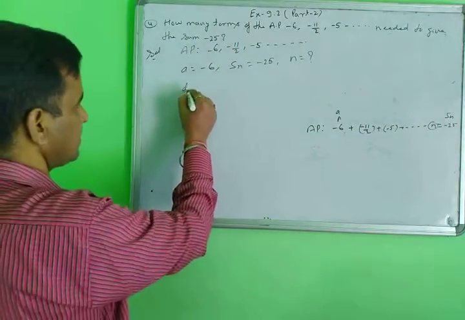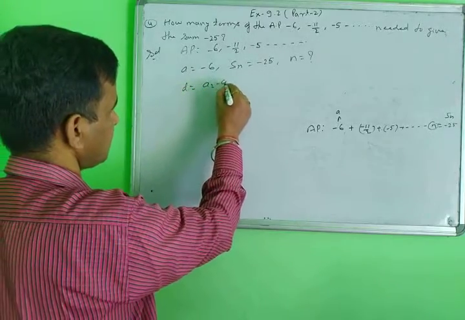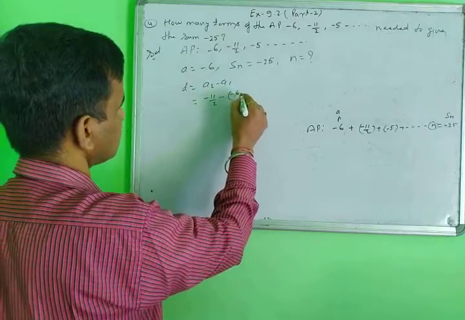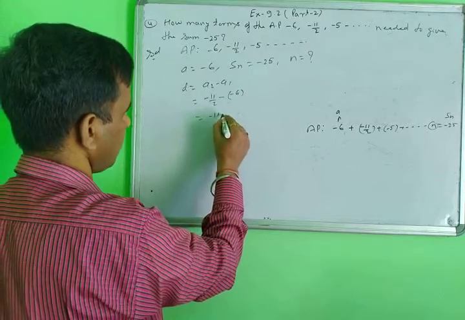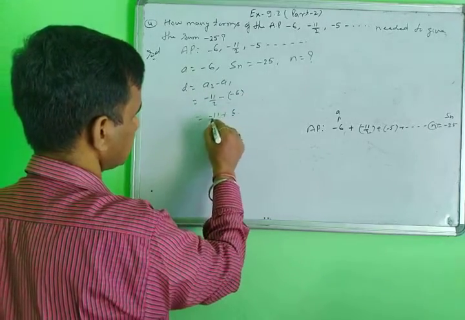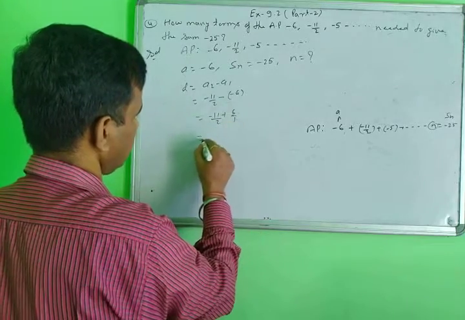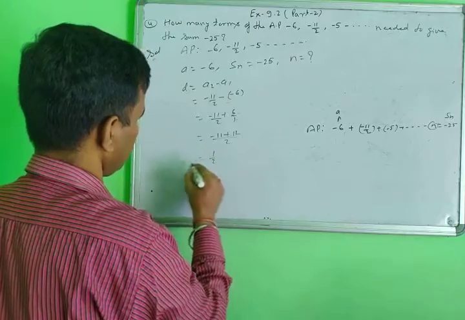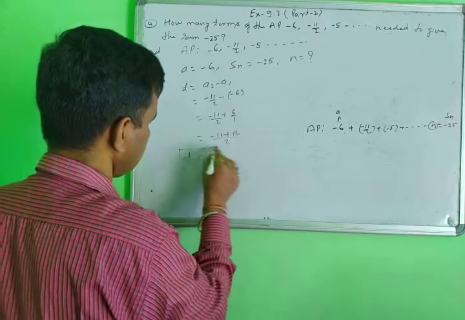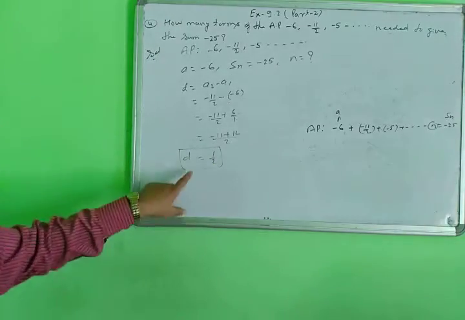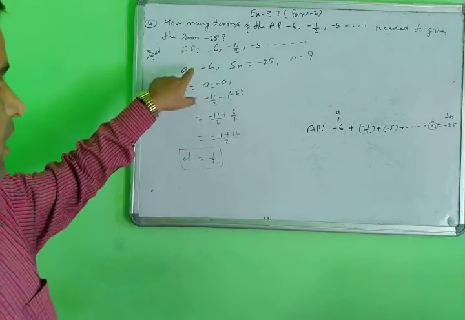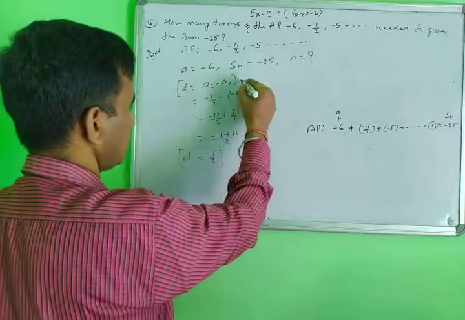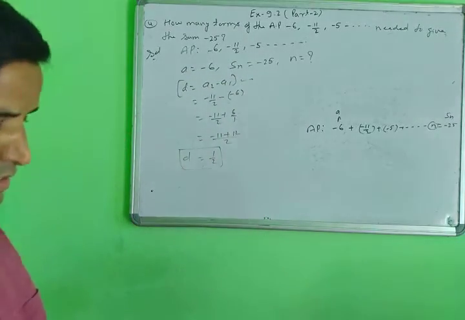And what is D here? D means A2 minus A1. What is A2? Minus 11 upon 2 minus 6. So minus 11 plus 6 upon 1, that is minus 11 plus 12 upon 2. So 1 upon 2. This is the value of D. With the help of this you find the value of D.